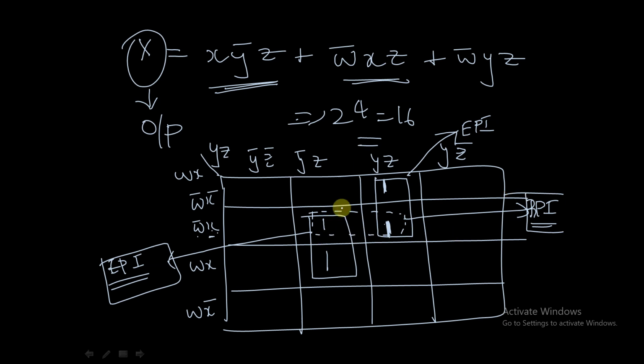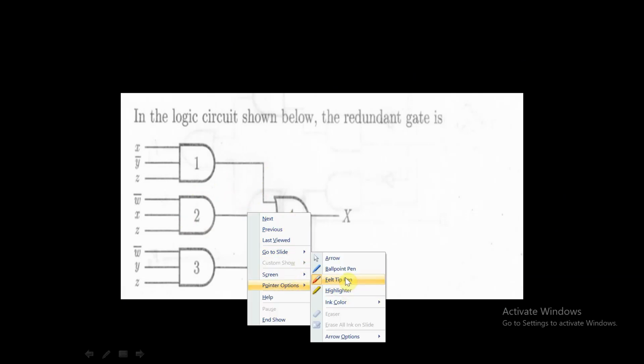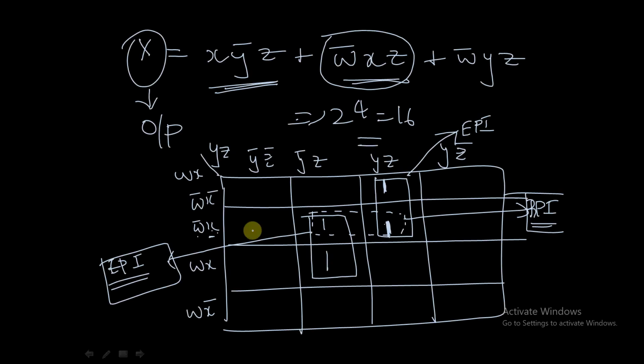So what is this grouping? Due to this grouping, watch which term is forming. This term w bar x z is being formed. So what is the redundant gate we have? W bar x z, where we are getting here. So gate number 2 is a redundant gate. Okay, so we don't want this particular gate. So this is how we find a redundant gate using the K-map. Is it clear or should I explain it once again? Yeah, I think it is clear now.